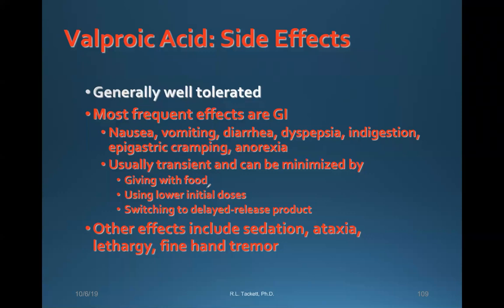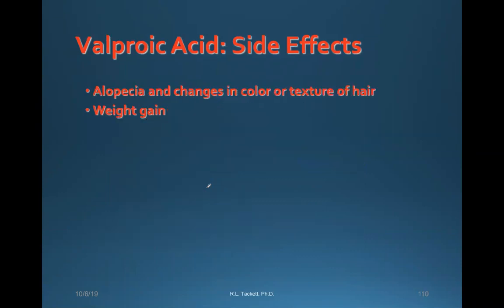Most common effects are gastrointestinal: upset stomach, nausea, some indigestion. Sometimes people will have some cramping or pain around the mid-sternal area. A lot of times, we tell people to take the drug with food. That helps. Use lower doses or use one of these delayed release products, one of the enteric coated products. We do see some sedation, some ataxia, some fine hand tremor, lethargy. Those have all shown to occur with valproic acid. And again, the GI effects are there.